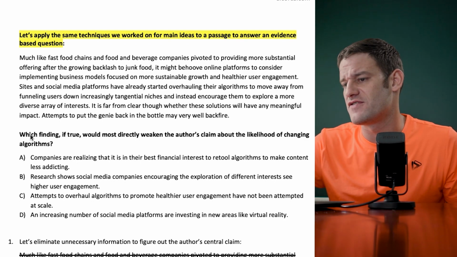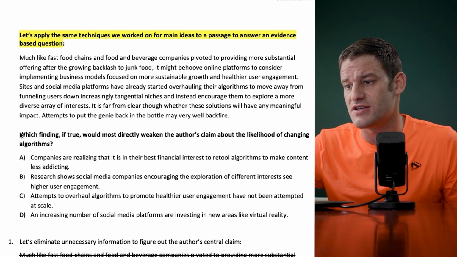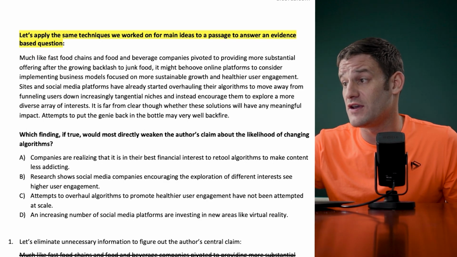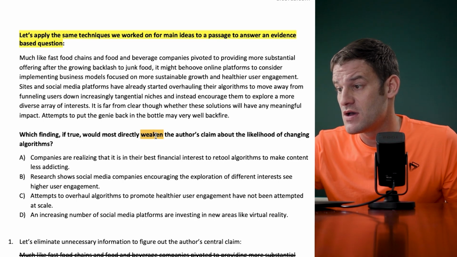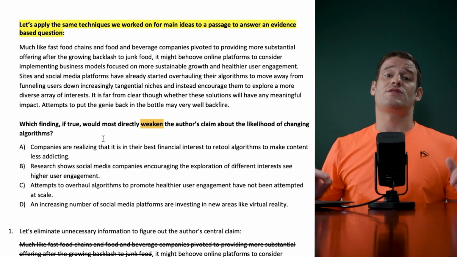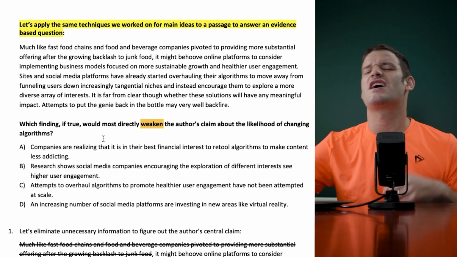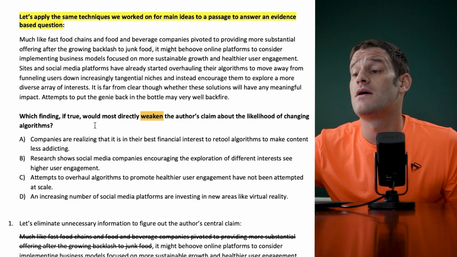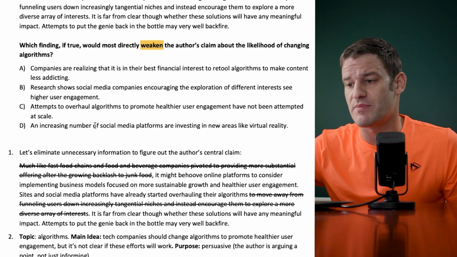Before we get to our active reading strategy, let's take a look at the question, which is: which finding, if true, would directly weaken the author's claim about the likelihood of changing algorithms? The key here is "weaken." So before I look at answer choices, I need to do my active reading strategy. Again, we do not want answer choices to affect our understanding of the passage.